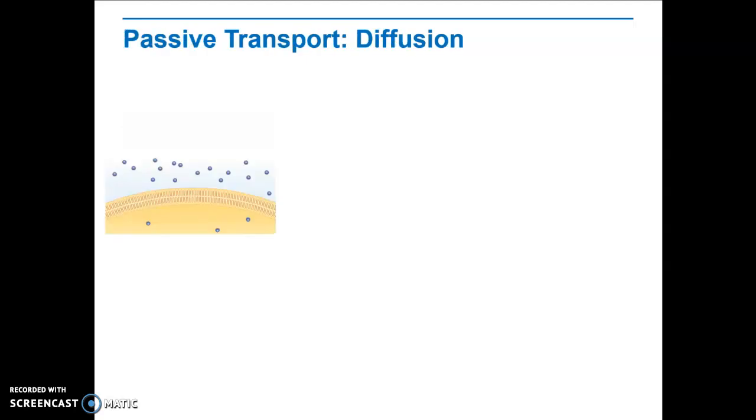We're going to talk about diffusion first. So when we talk about passive transport, remember that I said there's no energy required. So what I want you to do is imagine that I was at the front of the classroom right now, and I was spraying air freshener in the front of the classroom. If you're sitting in the front of the classroom, what do you think is going to happen?